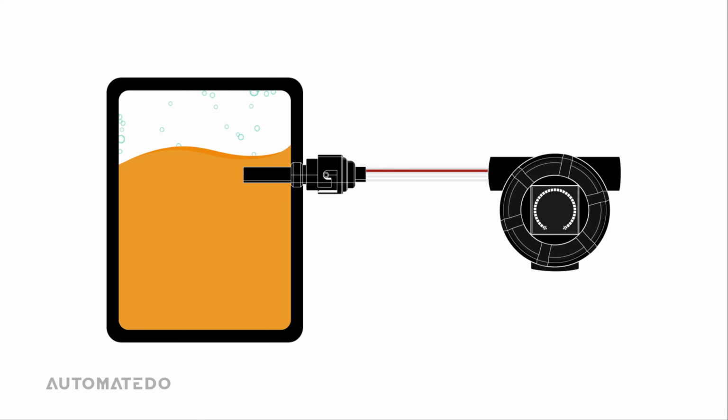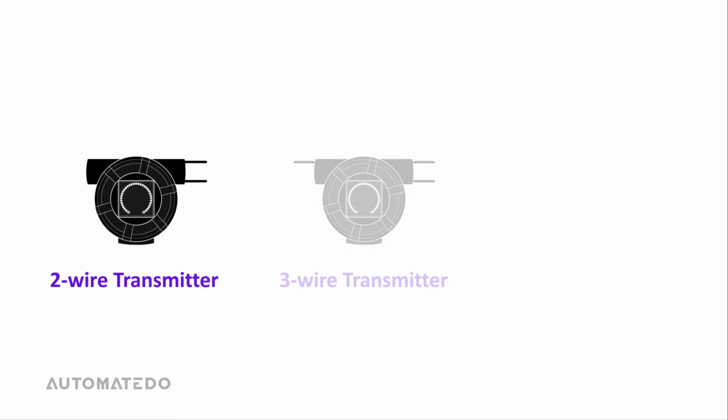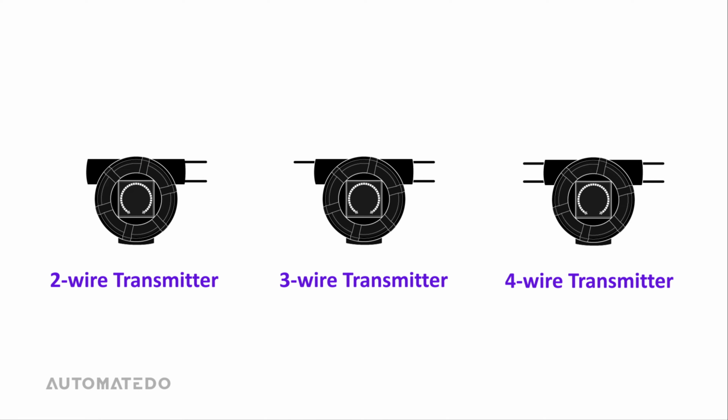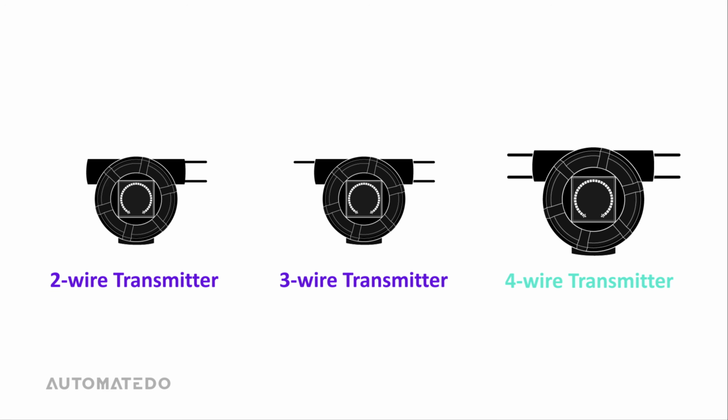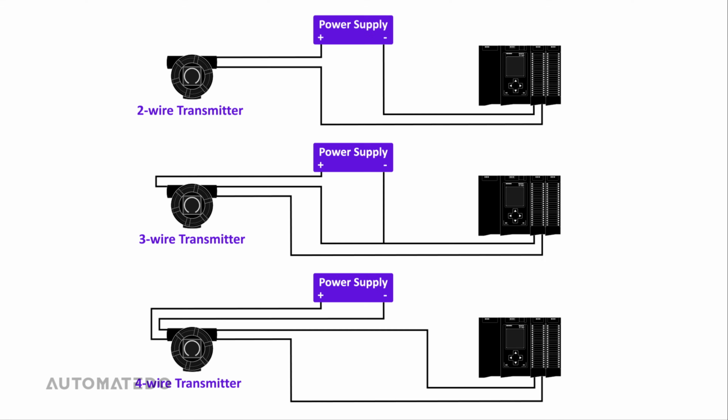In today's industrial automation, the 4 to 20 milliamp transmitters are used in a wide range of processes for monitoring many parameters such as temperature. By watching this video, you, as a technician or instrument engineer, will learn about the wiring configurations that you might run into with 2, 3, and 4-wire transmitters along with their pros and cons. Also, you will learn how to connect these 4 to 20 milliamp transmitters to a programmable logic controller or PLC.